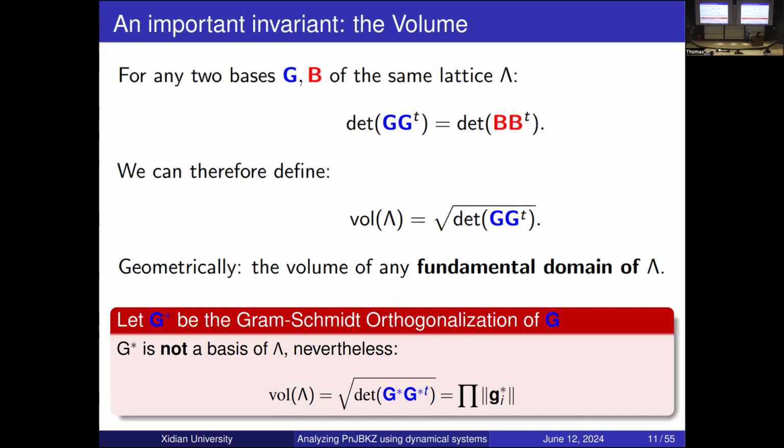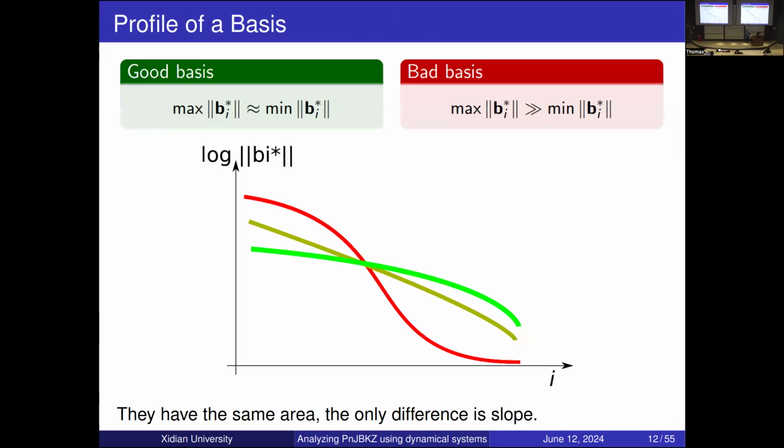An important invariant of a lattice is its volume. Different bases of the same lattice have the same volume, and geometrically it equals the area of the fundamental domain of this lattice. Just like this figure shows, different bases of the same lattice actually have the same area. This green line is a good basis, and this red line is a bad basis, and the area is the same because they are only different bases of the same lattice. However, the only difference is the slope. A good basis has a very flat slope, and a bad basis has a very steep slope.